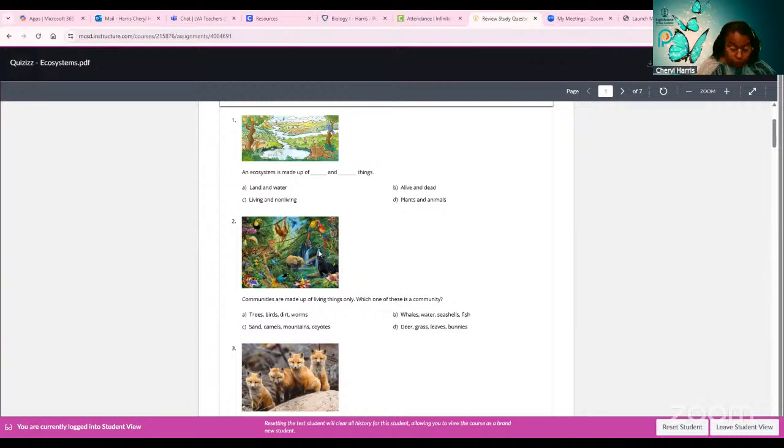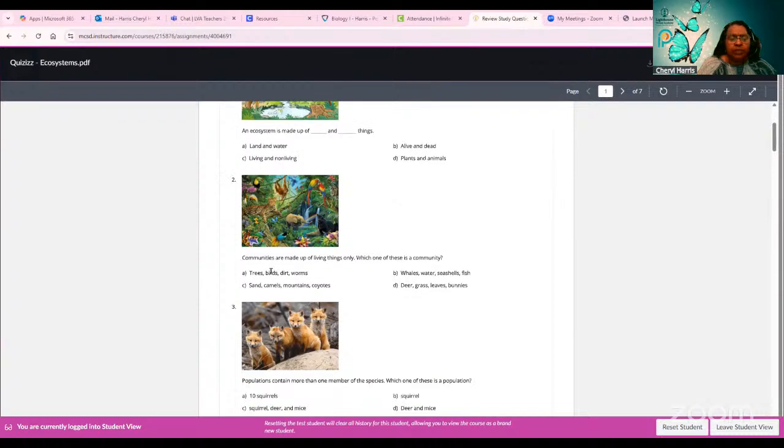Okay. All right. Number two, we're looking at this picture, and by definition, it tells you that a community is made up of living things only. So we're not talking about the soil and the water and the sun. So which of these groups, look at all of these. I'm going to ask you all to type this in the chat, somebody. Look at these groups and tell me which one of these has just living things in it. No non-living things.